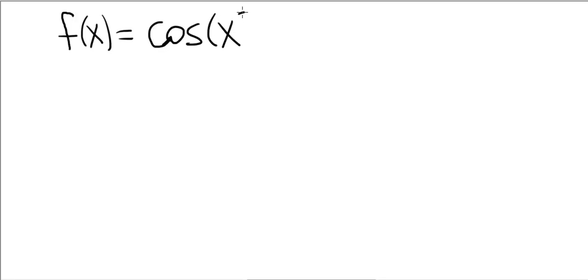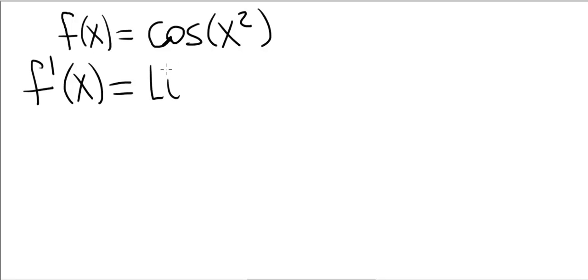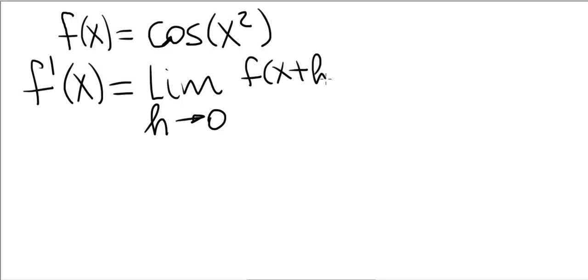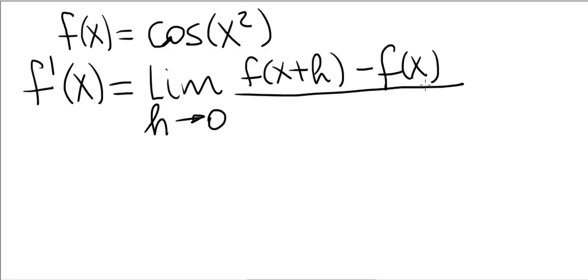We're going to use the definition of the derivative to differentiate f of x equal to cosine of x squared. Now recall the definition of the derivative, that is f prime of x is defined as the limit as h approaches 0 of f of x plus h minus f of x over h.